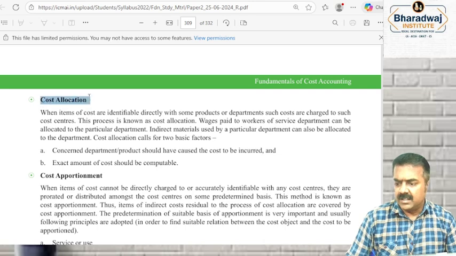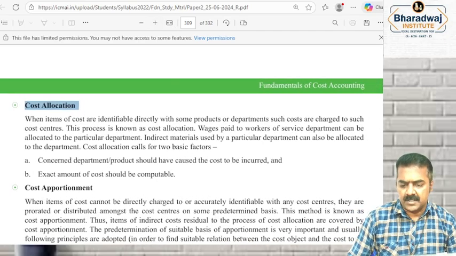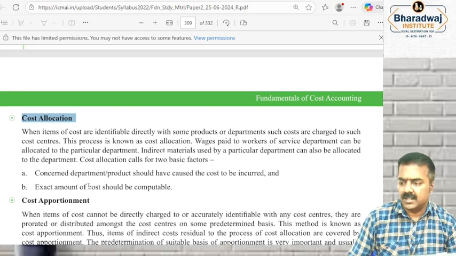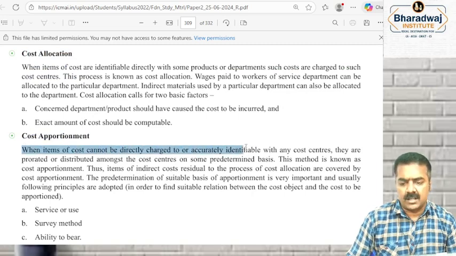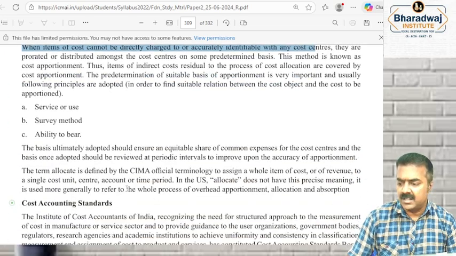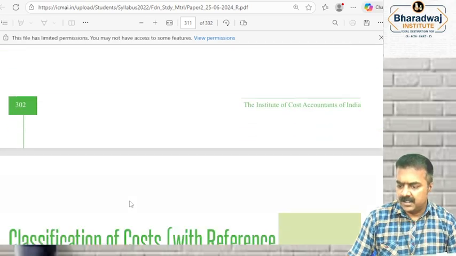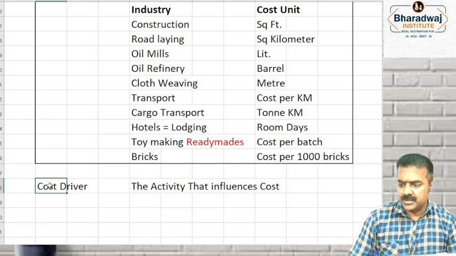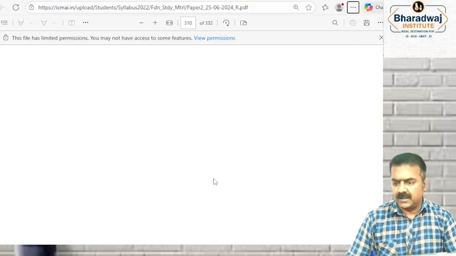We had seen cost allocation means charging direct expenses, we call it cost allocation, already we saw that. What is cost apportionment? Sharing common expenses. When costs cannot be directly assigned, then we share the cost. So no need of knowledge about cost accounting standard required. This is about the basics of costing.